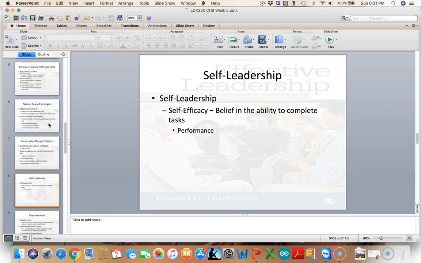Self-leadership, self-efficacy, the belief in the ability to complete tasks, and performance, that is the stratified components of self-leadership. If you can believe it, you can achieve it. And I heard those things many times, and I said to myself, it sounds like jargon. It doesn't sound right. But actually, when it's put into practice, it really does work, and I'm living proof of it.